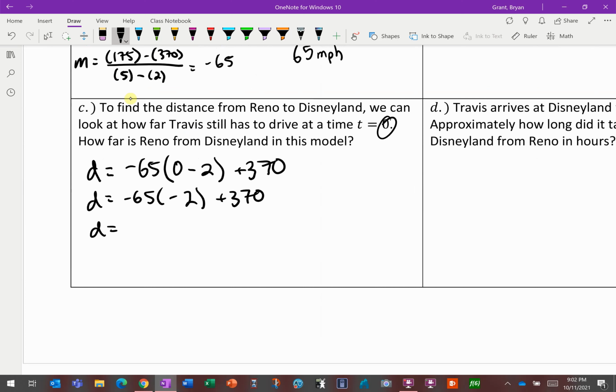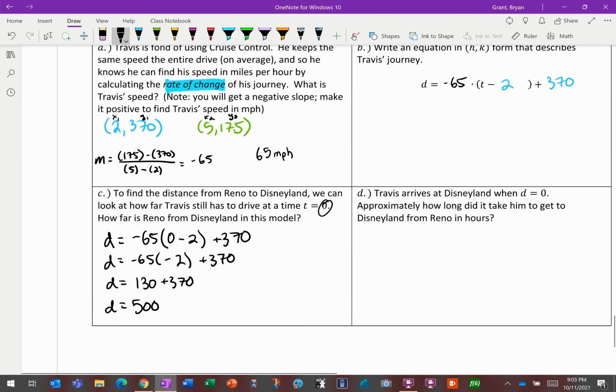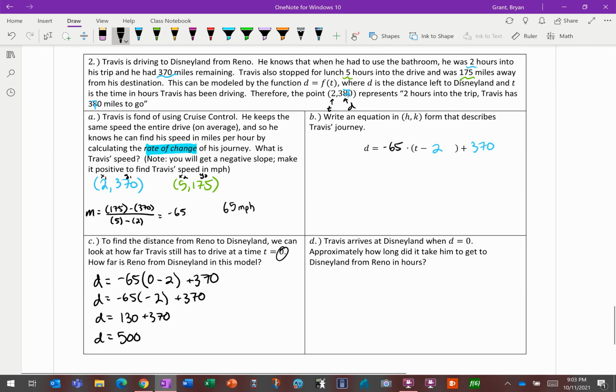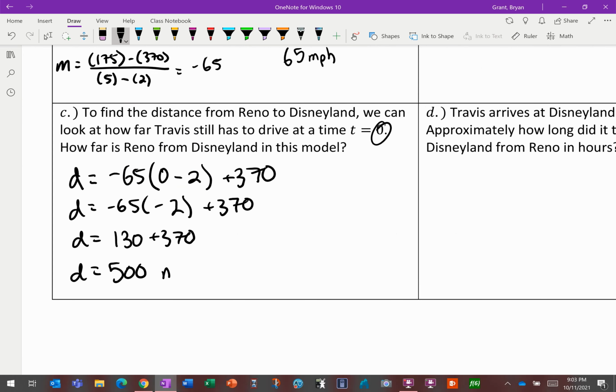65 times negative 2, I think, is 130. You can check me on the calculator. And then 130 plus 370 seems like it is 500. Okay? And so we find that the distance from Reno to Disneyland is about 500 miles. And that is a true fact, by the way. I tried to look up these numbers and make it fairly accurate.